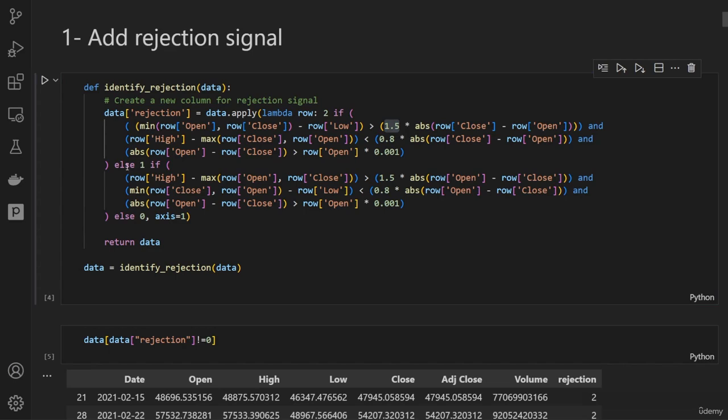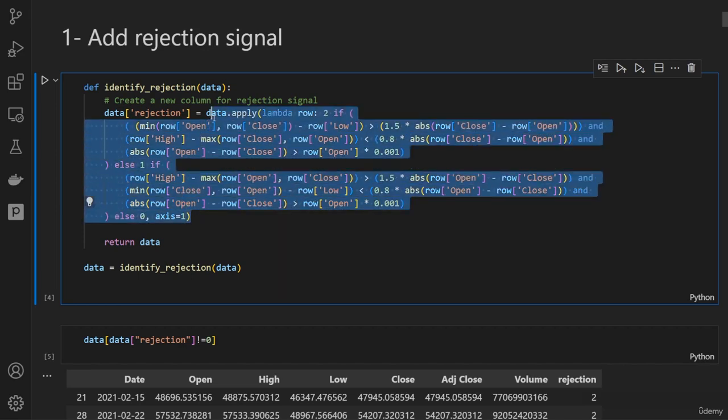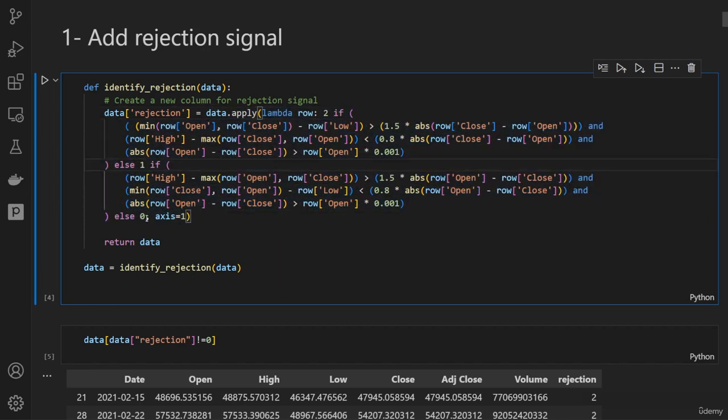The second part of the function is the opposite. It's a bearish signal. So we need an upper tail greater than 1.5 times the body of the candle, and the lower tail should be a short one. At the same time, we need the same condition on the body of the candle. We need a certain size for the body of the candle. And this is it, basically. So we're adding all of these categorical variables, 2, 1, or 0, into a new column called rejection, and we're returning the new data frame.